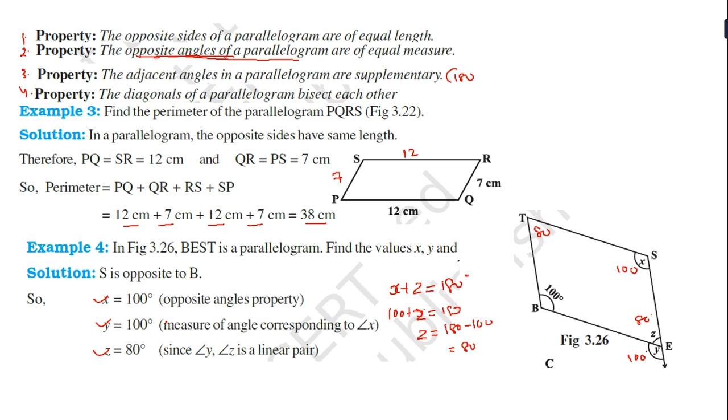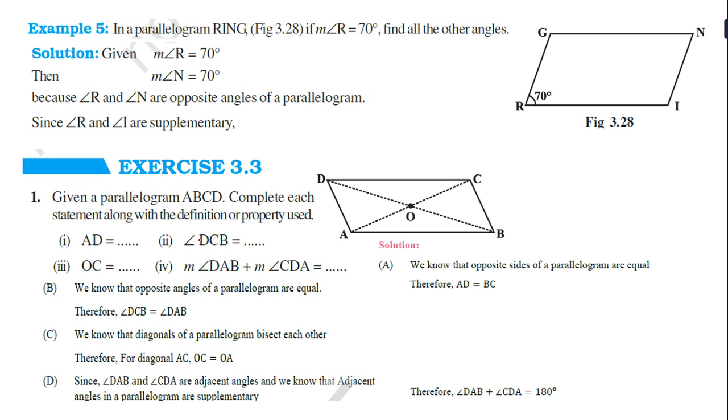Now we go for the exercise. Okay, before it we will see one more example. Example 5. In parallelogram RING, angle R is equal to 70. Find all other angles. So opposite angles are congruent, so I have to write 70 here. I have to write 110 here because adjacent angles are supplementary. So we can easily write 70, 70, 110, 110. So we can find all the other angles.